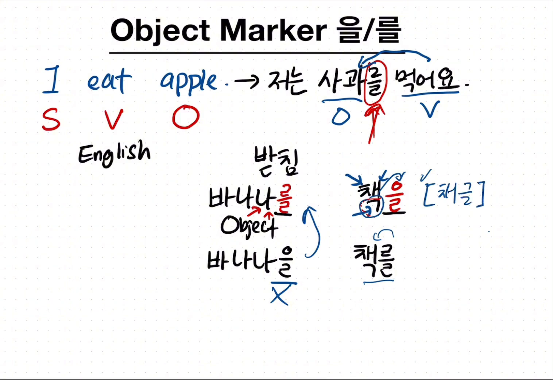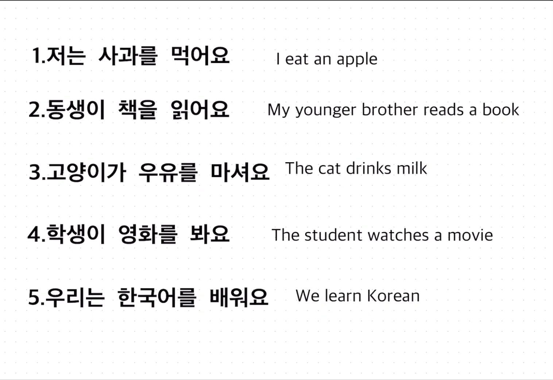Okay, now I have prepared 4 examples for you. Okay, so let's identify the subject, object, and verb. Okay, first one, number 1. 저는, okay, I. 사과를, apple, our object. 먹어요, to eat, right? So 저는 사과를 먹어요. I eat an apple. So actually, 'an' is not mentioned here, okay? Just I eat apple, okay?